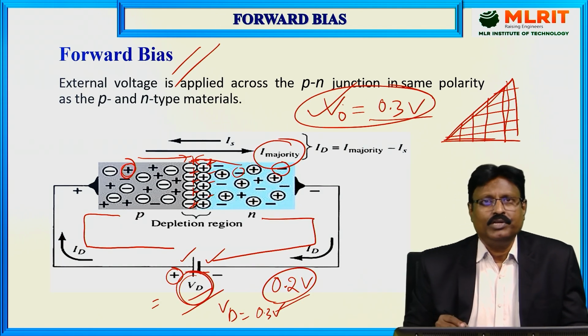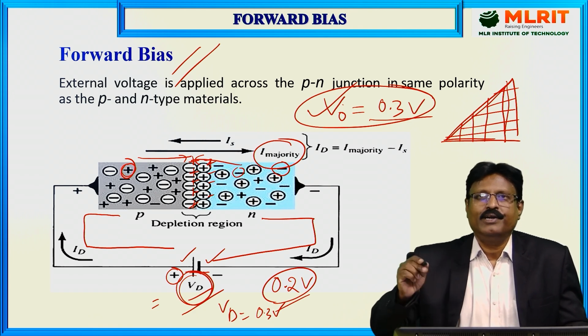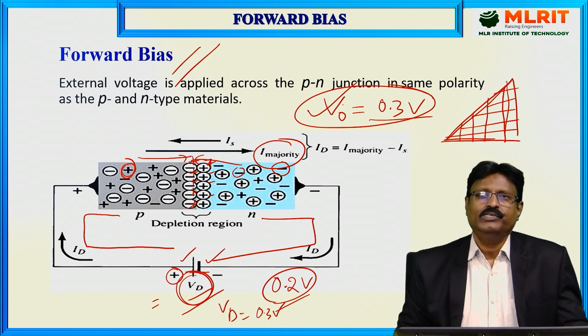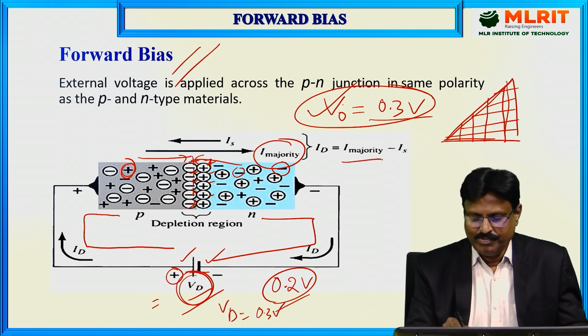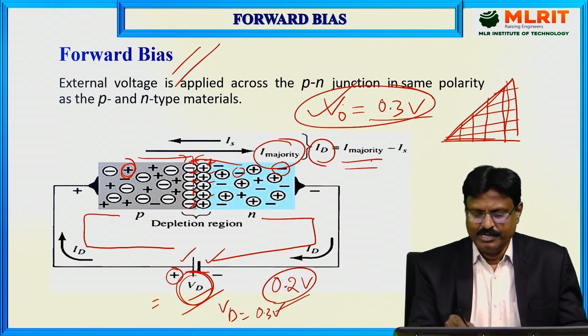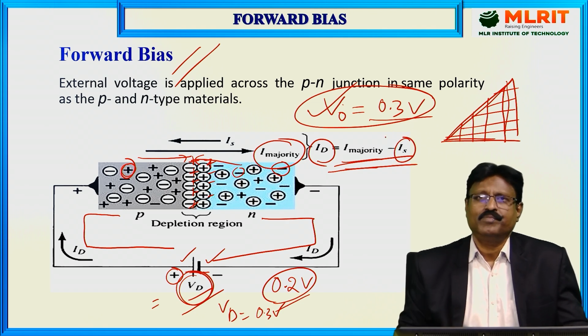The concluding statement here is that in the forward biasing mode of operation, a larger current will flow through the device. That is due to the flow of majority carriers. The current due to the minority carriers, we ignore. Whatever current happens inside the device under forward bias, the maximum current is due to the flow of majority carriers. That's why the total current is written like this: I majority minus Is. Is we ignore, it is very, very small.